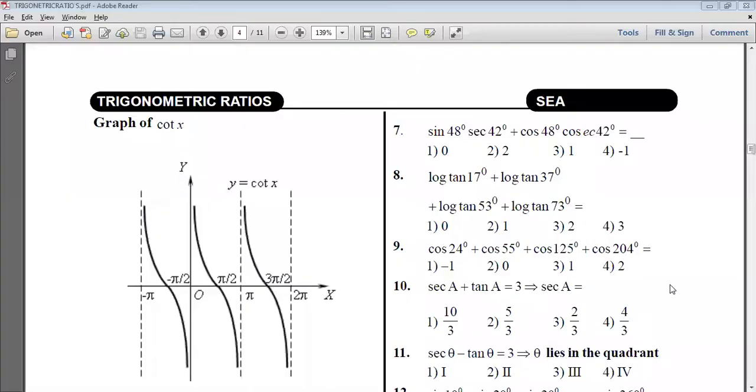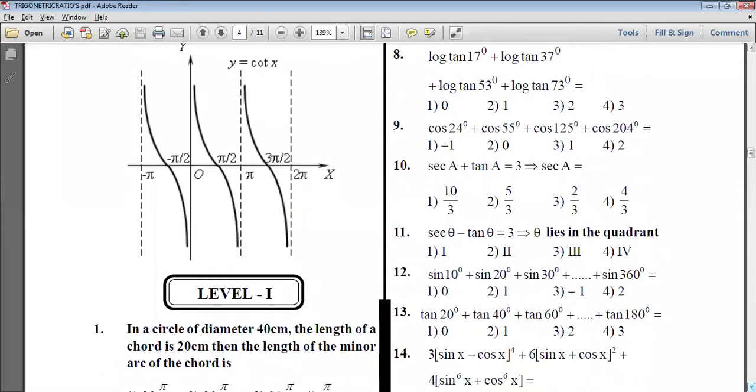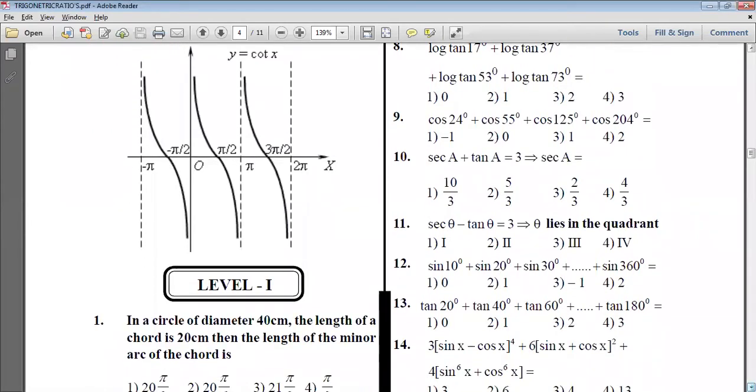Look at the next problem. 10th problem. Just observe that secant A plus tan A is 3. Then what is the value of secant A?